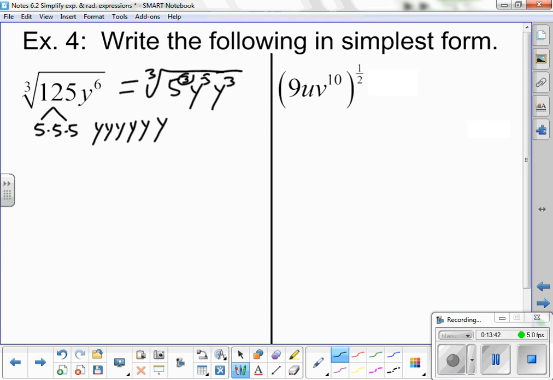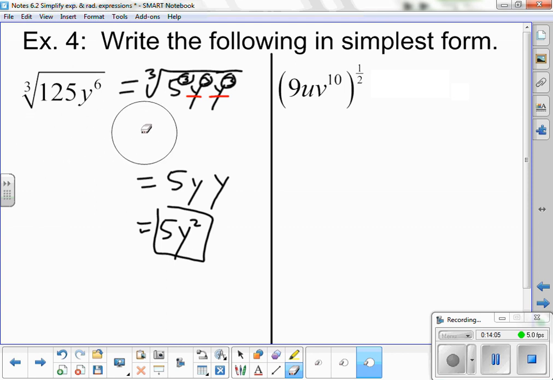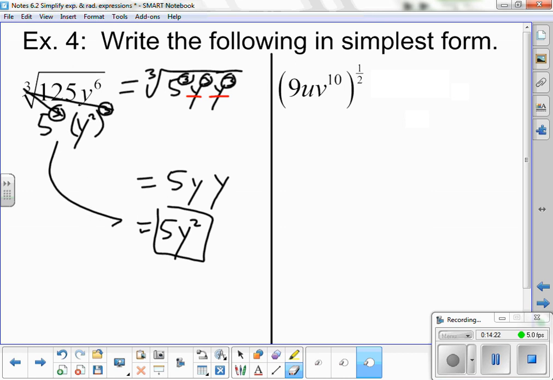Reason being is because I'm trying to look for perfect cubes. So this will be 5y and y. 1 y comes out for each of these. So that's 5y squared. Now hopefully you kind of noticed there's a faster way to do this. The faster way to do this is like this. 125 is 5 cubed. Y to the 6 is y squared to the 3rd power. There you go. This 3 will be gone. This 3 will also be gone. So you get 5y squared. There you go. Okay.